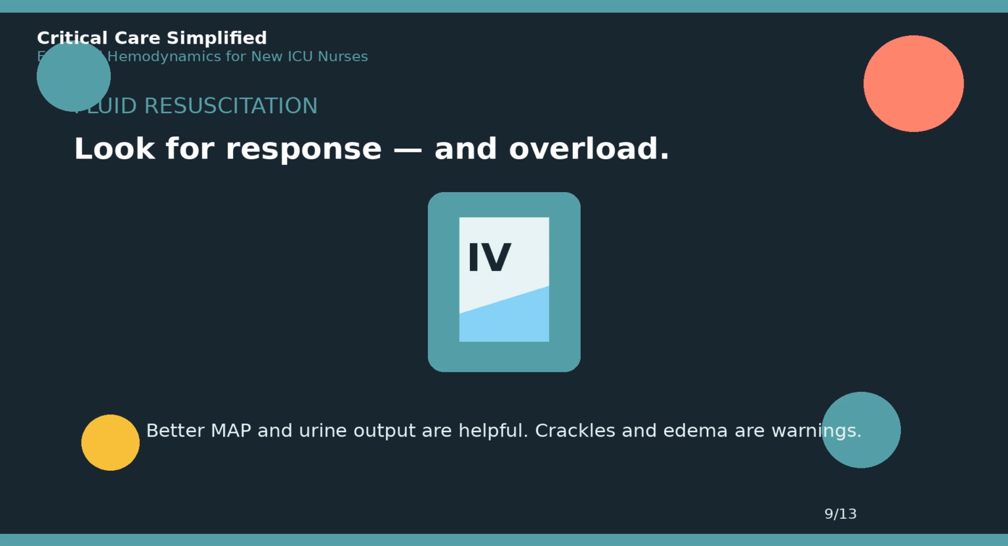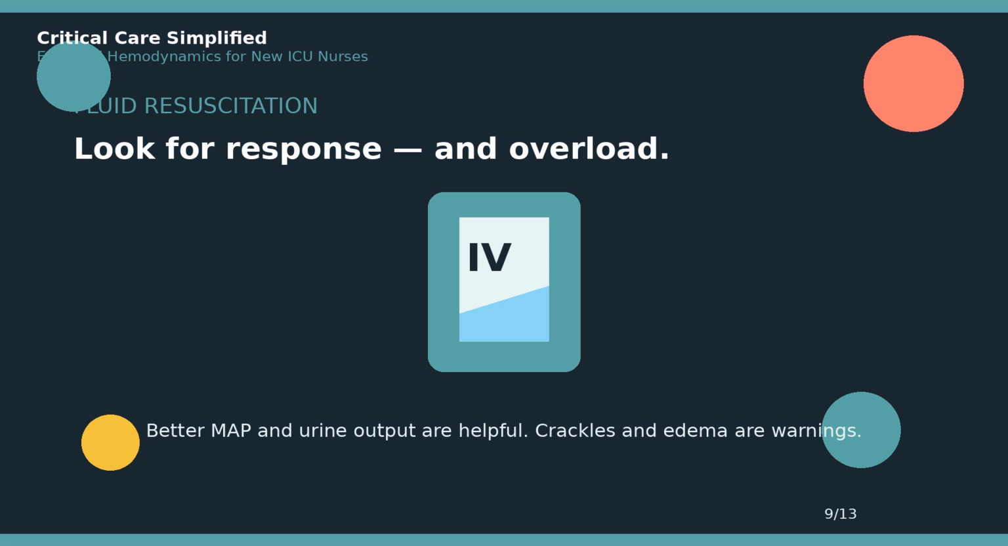Hemodynamic support usually involves three major categories: fluids, medications, and sometimes mechanical support. Fluid resuscitation is used when a patient needs more circulating volume. Crystalloids such as normal saline or lactated Ringer's are common first-line fluids. Albumin or other colloids may be used in selected situations. The key nursing responsibility is to monitor response and safety.